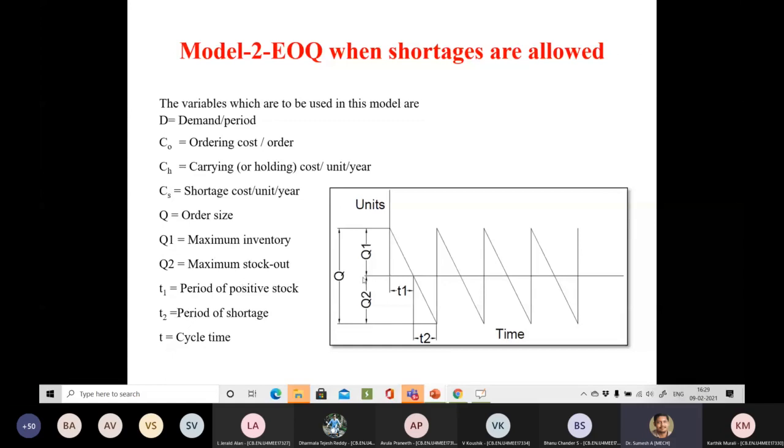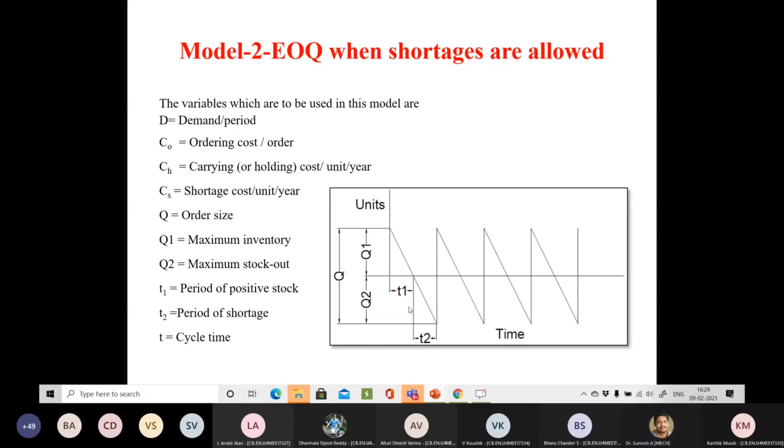T1 is the time. During the time frame of T1 you have Q1 quantity in your stock, so that is taken as the period of positive stock. Once it falls below the average, the replenishment is obtained after the network reaches a time of T2. From T1 to T2 is called the period of shortage, and T1 plus T2 is your cycle time.